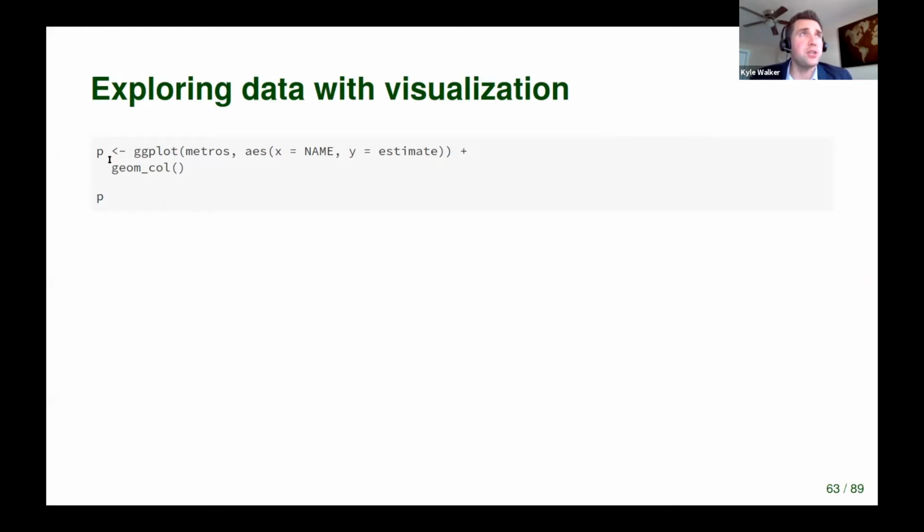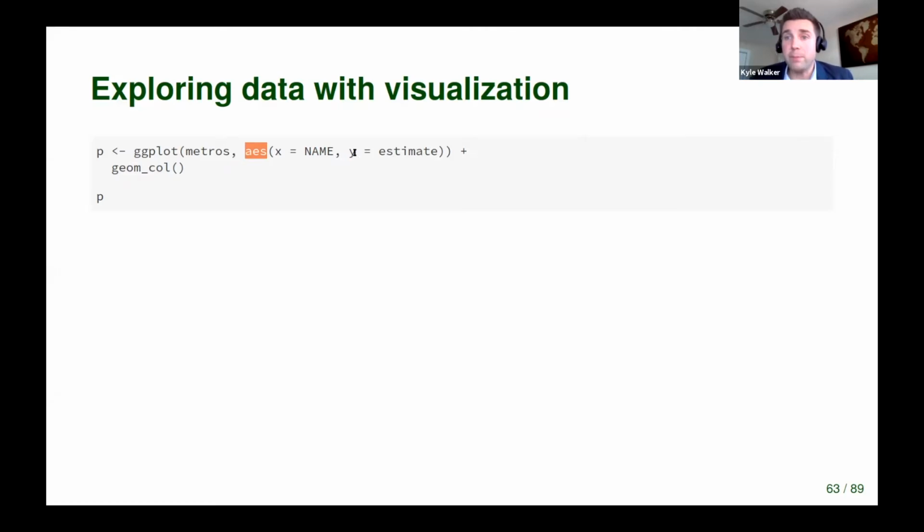I'm creating a new plot object, which isn't strictly required, but I'm doing it here for purposes of illustration, by calling the ggplot function. The ggplot function creates a plot instance for you. It's basically a blank plot. And then what you do is you specify an aesthetic mapping for a given data set. So our data set is going to be metros, and then we use the aes function to specify an aesthetic mapping. I'm mapping the name column to the x-axis, the estimate column to the y-axis.